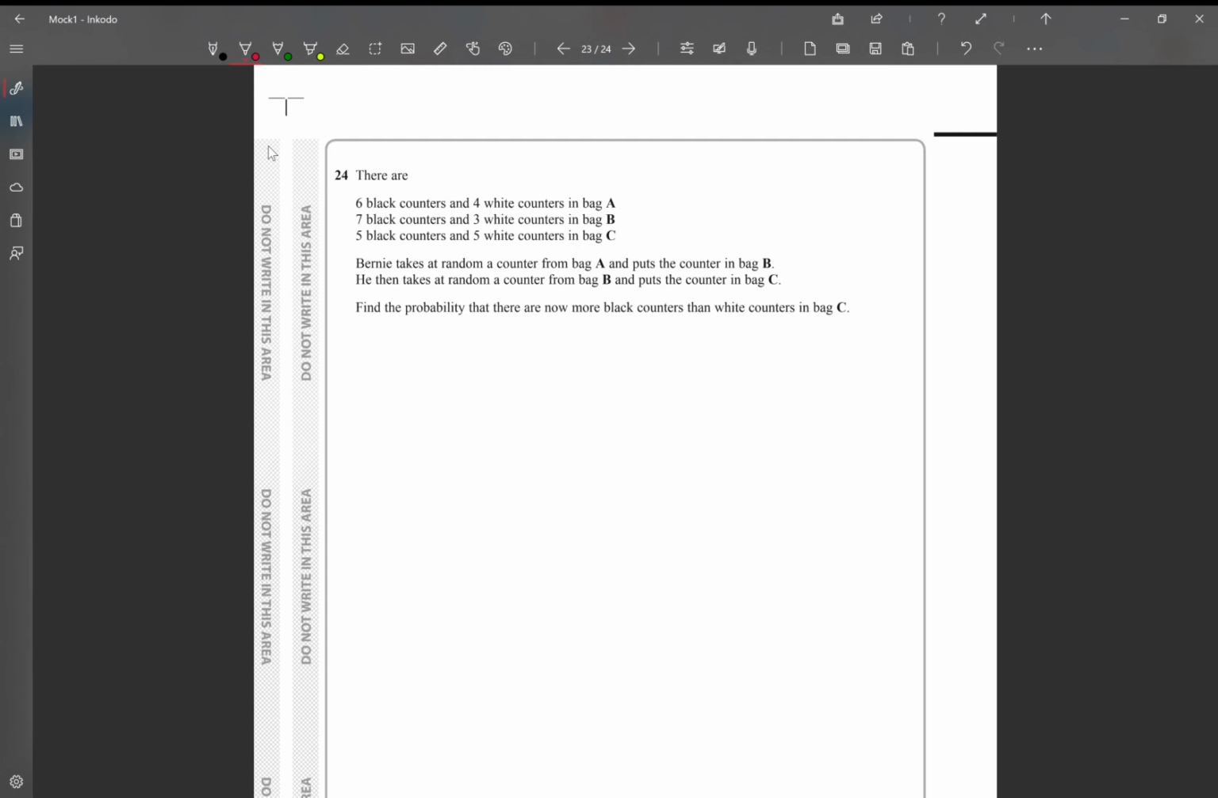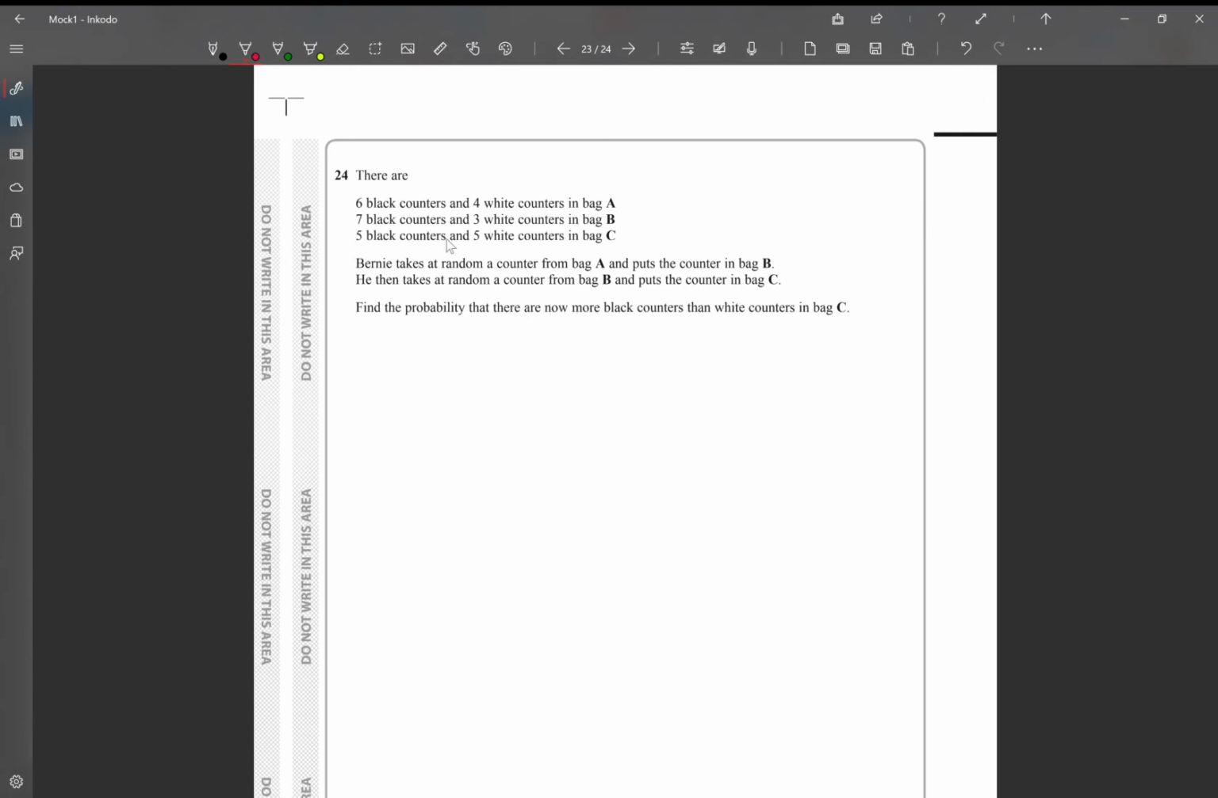Alright, so we have a probability question here. There's no diagram. You have to kind of think for yourself what's going to happen. You're given some information, so bag A, how many counters are in that, bag B and C. And then what we actually want to find out is the probability that there are now more black counters than white in bag C. So I'm kind of thinking backwards on this.